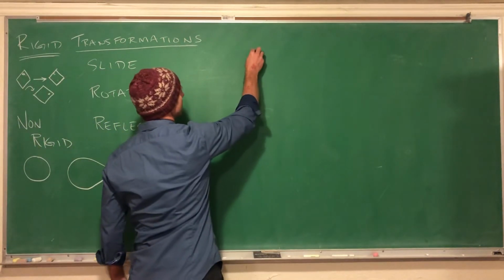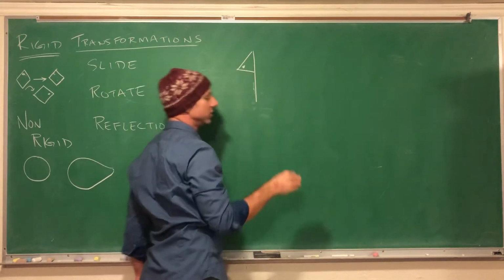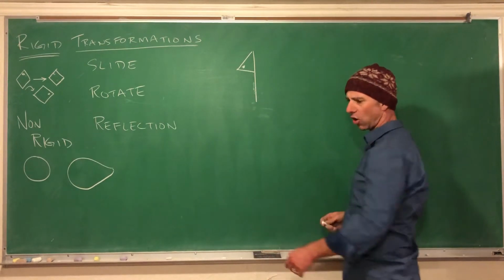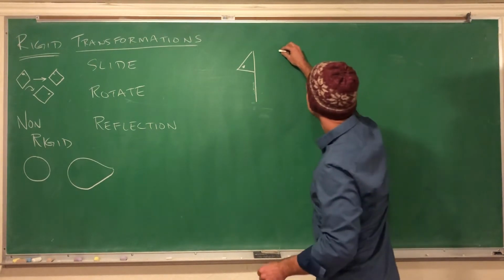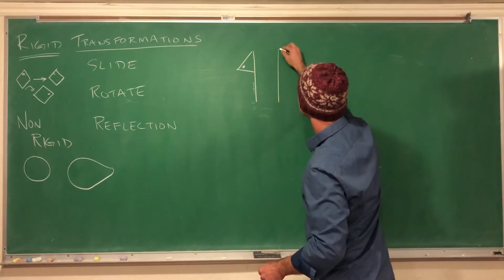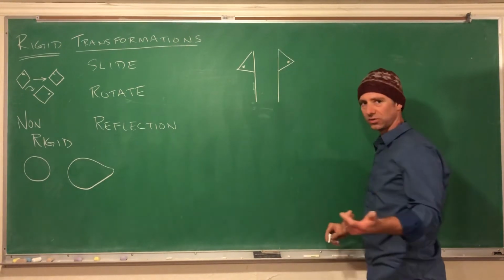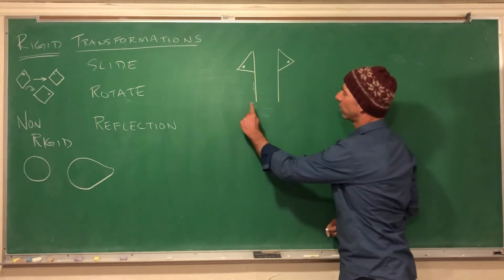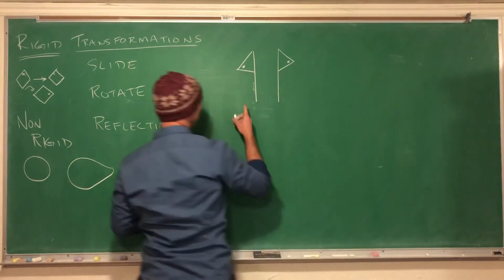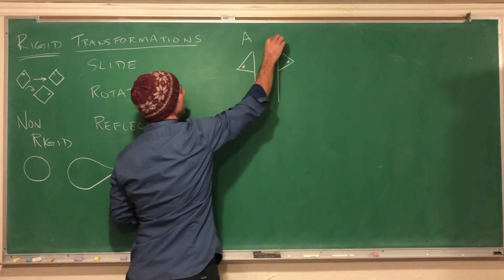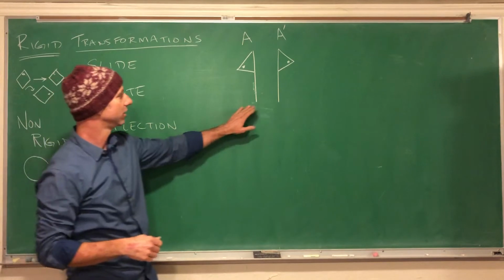So I'm going to start with this shape. I like this shape for a lot of reasons. It's kind of like a golf flag. They have them on golf courses where the hole is. And let's say I draw another one right here. Now my question to you is, how did I go from this shape to this shape? We're going to call this first one A, and A prime is going to be the second one. So how did I go from here to here?